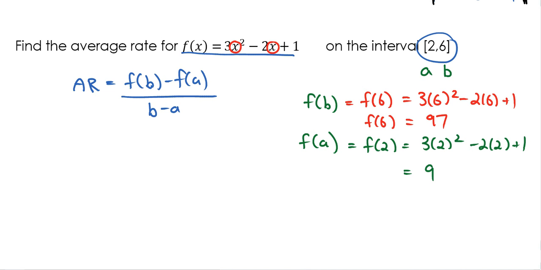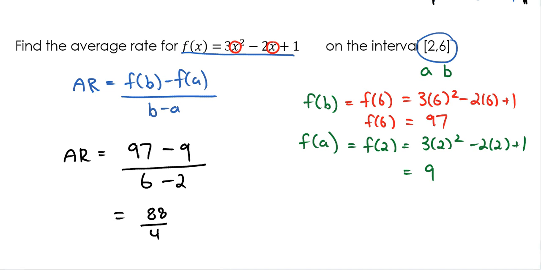Alright, so if I want to calculate my average rate here, that's going to be f of b. Well, f of b is 97, f of a is 9, the value of b is 6, the value of a is 2, and I just compute those numbers here. This is going to be 88 divided by 4, and that's going to give me a final value of 22. So my average rate for this question is 22 units.